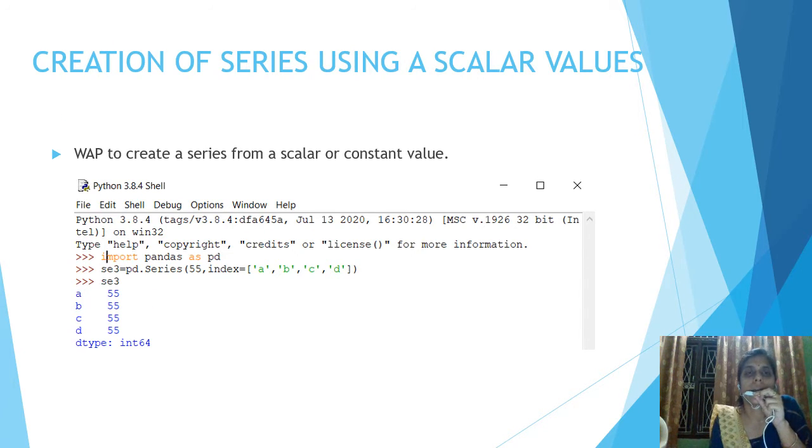Now we will create a series from a scalar value. Scalar value means any constant value, any number is a scalar value, like 55, 45, 65, and we can create our series with a single element also. Here is the program for this. Import pandas as pd and SR3 is equal to pd.Series(55, index=...). Here is a single element 55 using which we have to create our series. For this we will note down the index.